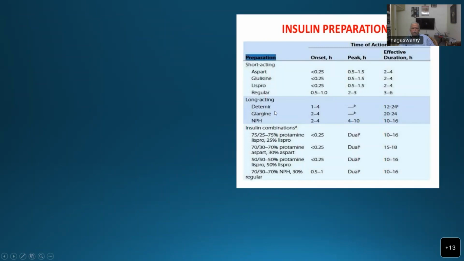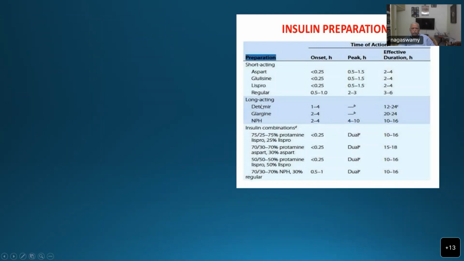Is there a peak action? You can see in the slide there is no peak action, because they are given mainly to maintain the basal secretion of insulin. So they produce a normal level throughout the day. There is no peaking like other insulins. That is the advantage. So they say you can continue with glargine or detemir because it is unlikely to produce hypoglycemia, because only slow release is there.